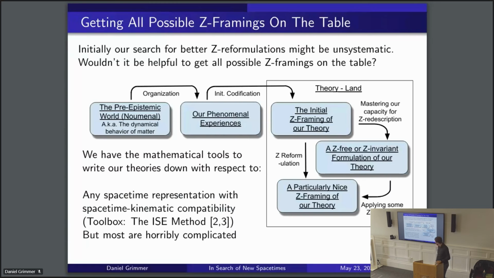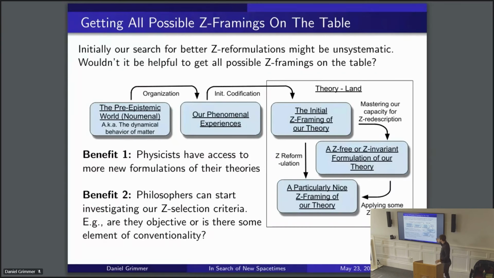And then what I'm offering is we can explore any space-time representation with space-time kinematic compatibility using these ISE methods, but again, most are horribly complicated. So that's kind of moving us from this picture to this picture when we master our capacity for redescription, and then we're going to apply some selection criteria to pick out what are the nice ones, what are the well-structured ones, what are the ones that fit well with our phenomenal experience or what we expect of the noumenal world, any kind of selection criteria you might want.